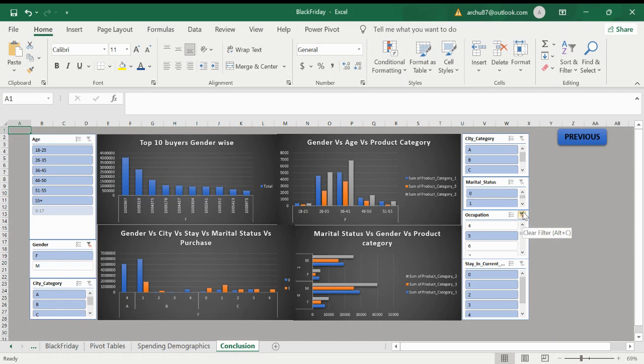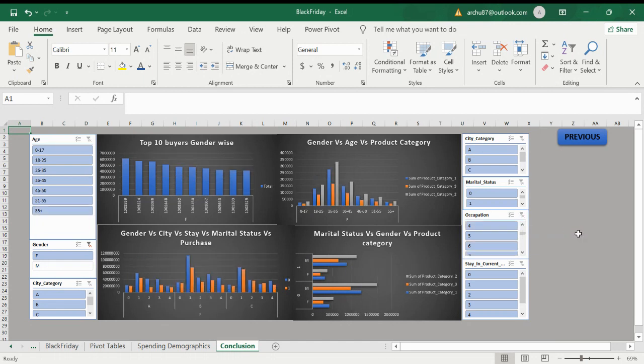And altogether we can conclude that the male category is prominent over the female category, especially the unmarried people are purchasing more, who are living or staying there for 1 year or more. And that's how the strategy has to be done.